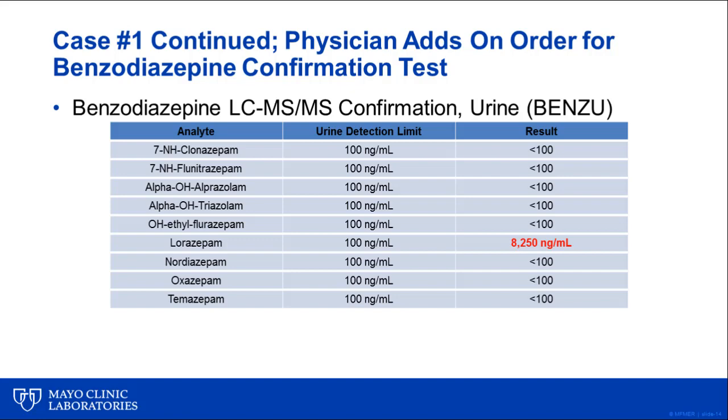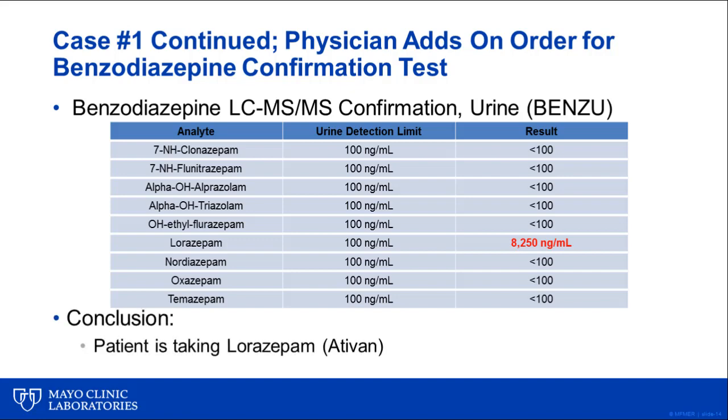In this case, the results show lorazepam was present at a concentration of 8,250 nanograms per ml, which also explains why the immunoassay was negative, since the concentration of lorazepam glucuronide would have to have been greater than 19,615 nanograms per ml to trip this immunoassay positive. In the end, the patient is compliant and taking lorazepam, despite the initial false negative immunoassay result.